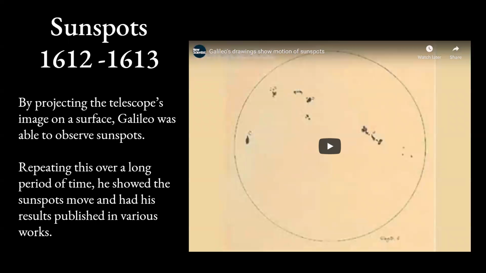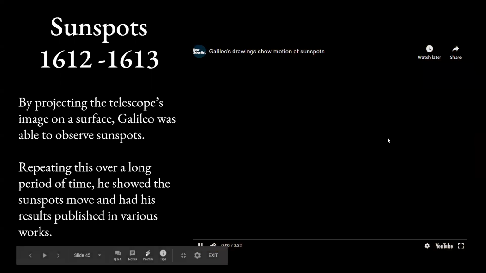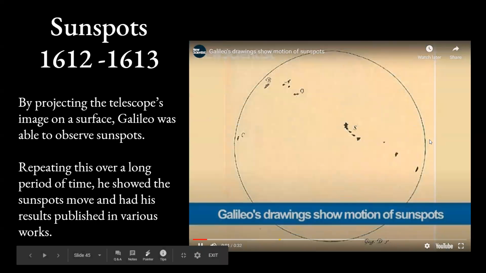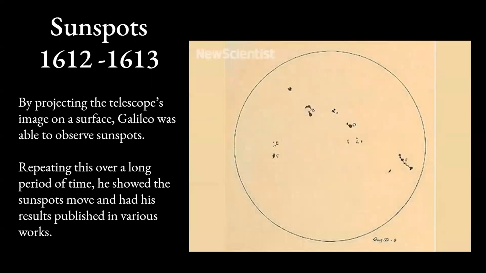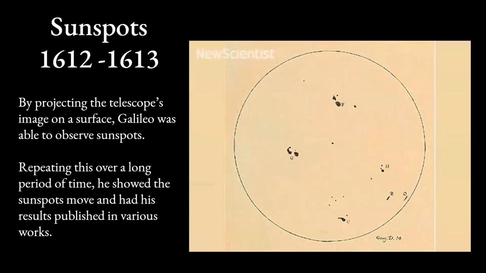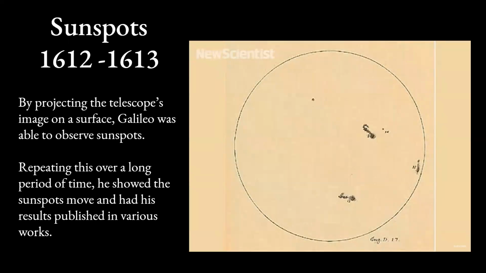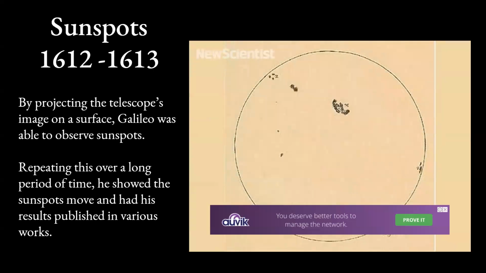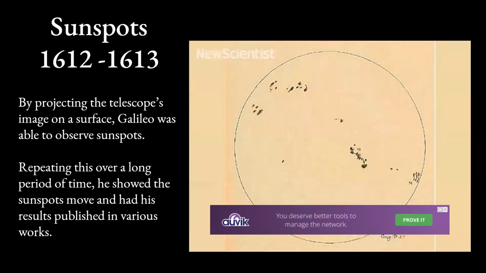And what he noticed, and I'm going to play this short video, is that he would look at these sunspots the same time of day every day for a period of a month, and he would see that the sunspots would move. They would sort of maintain a shape, so he could tell which sunspot was which, but they definitely were moving. This is another huge deal.